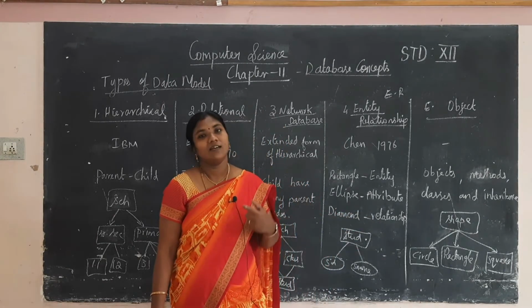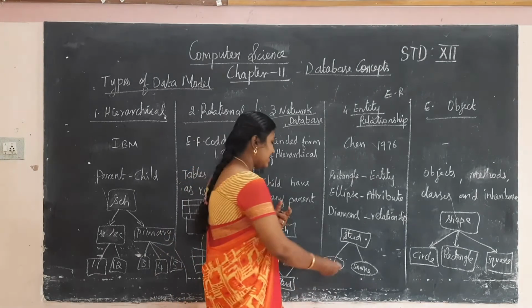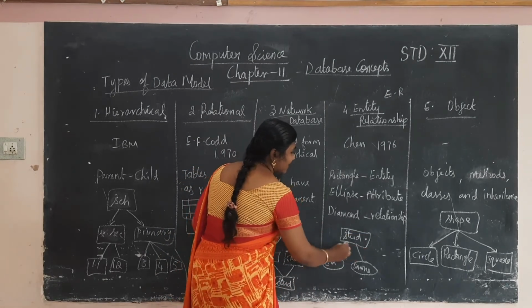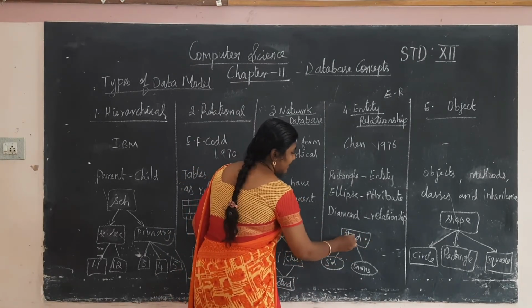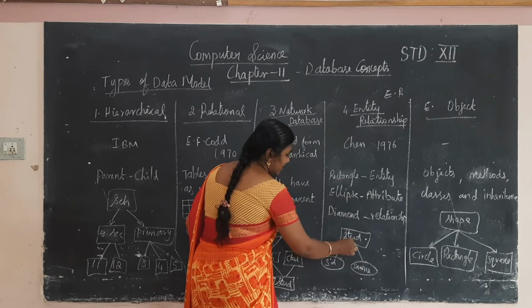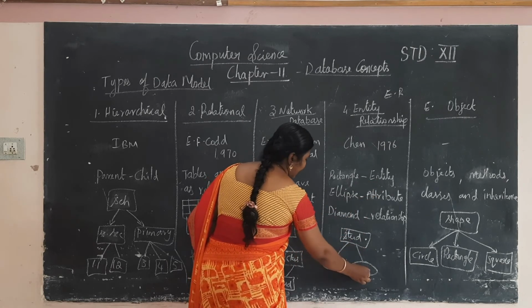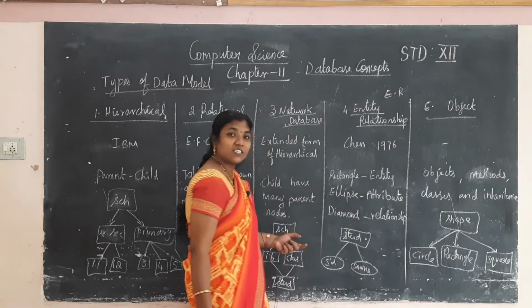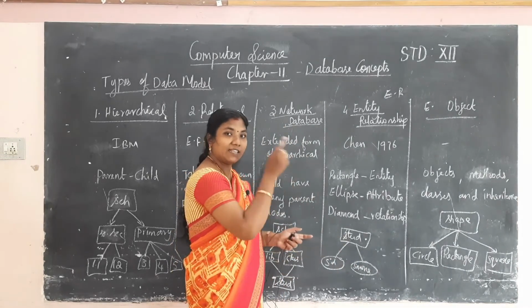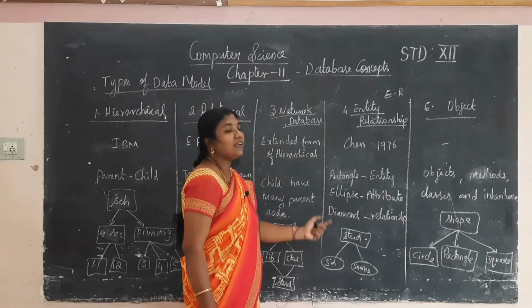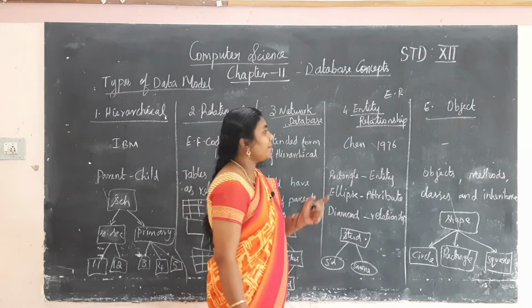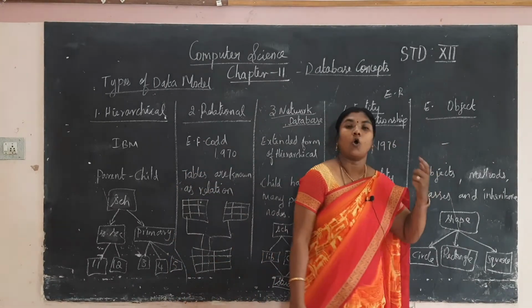Relationship means the table. See here, student is represented within the rectangle, so it is an entity. Then I have student ID and student name, which I have represented within ellipses. It means they are attributes. Clear?